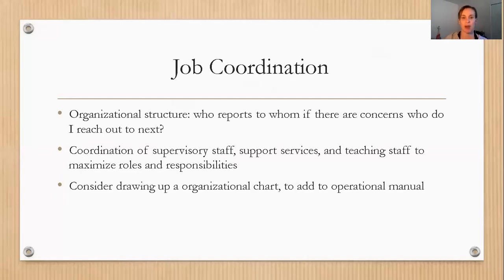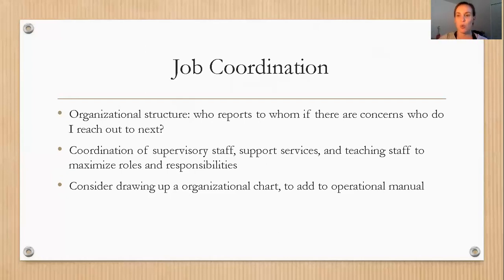All right, so I do want to talk about job coordination. This is kind of an organizational structure that I'll talk about on the next slide as well. So who reports to whom if there are concerns, and who do I reach out to next? If an aide has an issue with lesson planning, who is the next person she's going to reach out to for help? Is she going to go to the program director who is managing 6 sites? Probably not. I know as a program director, I would take that call gladly, but I would probably be a little bit miffed that I was being asked about lesson planning when I'm trying to coordinate multiple sites with maybe hundreds of employees.